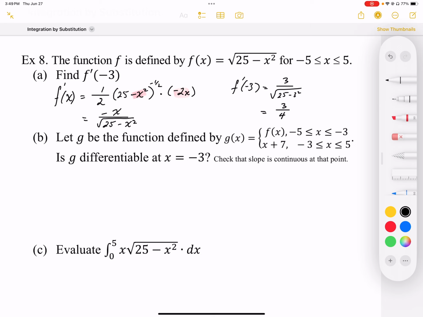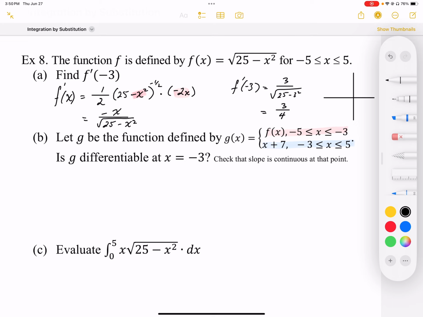Okay, so the second part of this says we have another function g that's defined partly by f from -5 to -3, and then from -3 to +5 is going to be defined by x plus 7. So I have my f part of this, that's the semicircle part, and then I have another part that's a linear function. Okay, so is it differentiable at x equals -3?